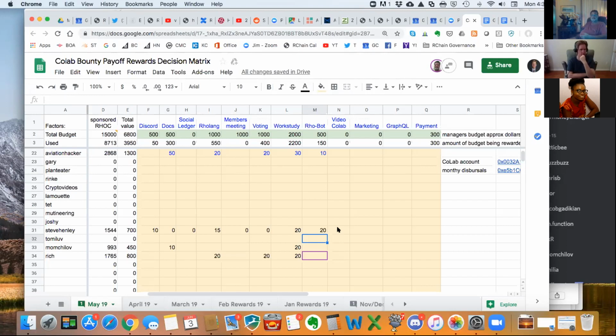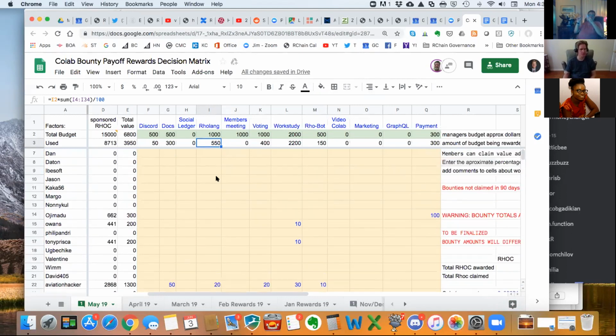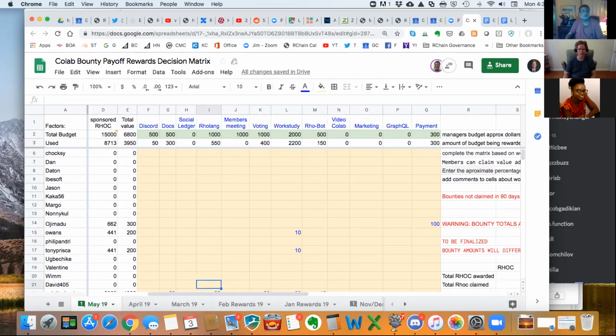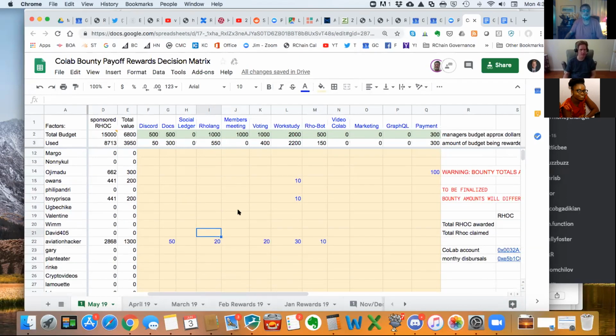And the question is, is the amount rewarded for that activity in the right range for the work done by the people who are being rewarded? In other words, currently for the Roland stuff, we have $550. Right. And I think there's probably more effort in there. But we haven't rewarded everybody. Right.